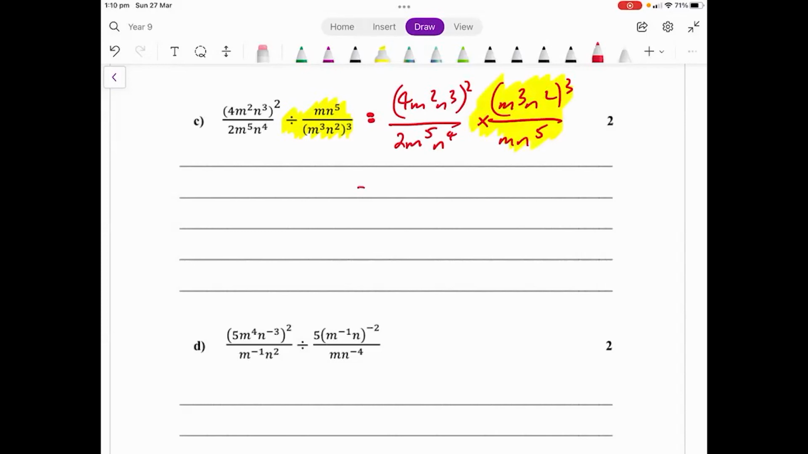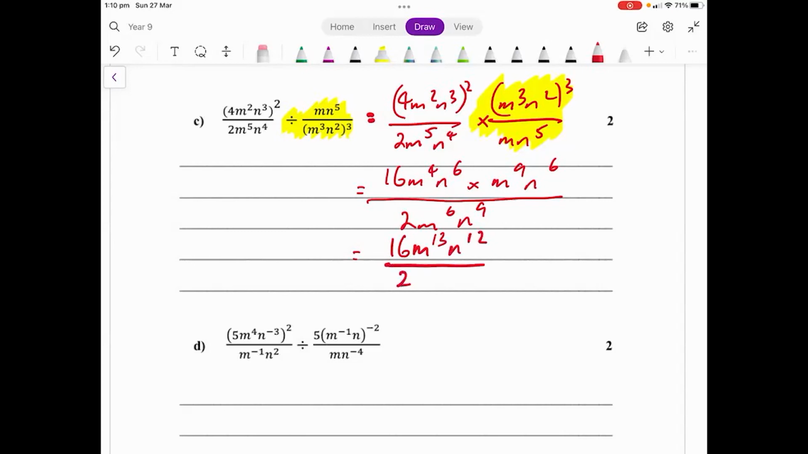On the denominator, it's a multiplication, so I combine those powers. So that gives me 2m to the power of 6, n to the power of 9. You add them due to the multiplication sign in between the fractions. I'm going to simplify the numerator before I simplify the whole thing. So I combine the powers for the numerator as well. That gets me 16m to the power of 13, n to the power of 12, all over 2m to the power of 6, n to the power of 9.